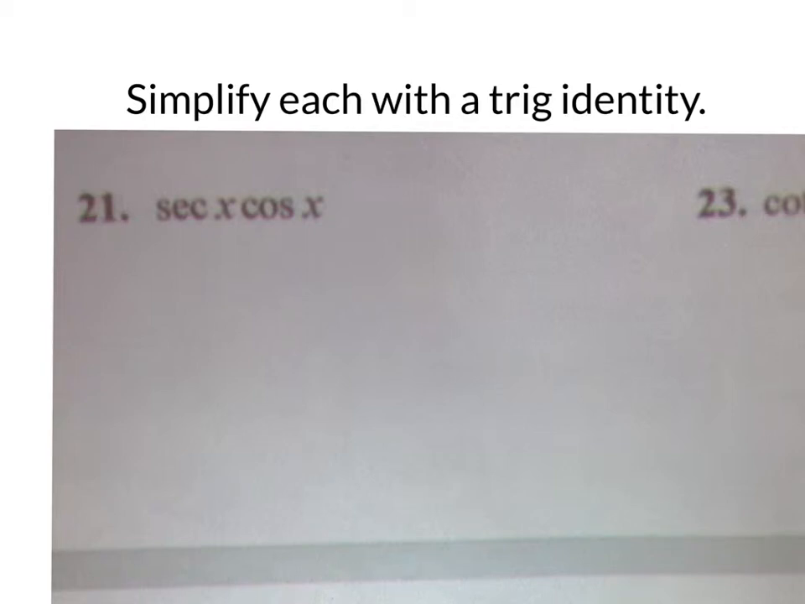Okay, so what we want to do is replace everything that's not sine or cosine with something that has a sine or cosine identity. So we can replace secant with 1 over the cosine. That is called a reciprocal identity. So the secant is the same as 1 over the cosine. Okay, so we replace secant with 1 over cosine, and then I still have this cosine there in my problem.